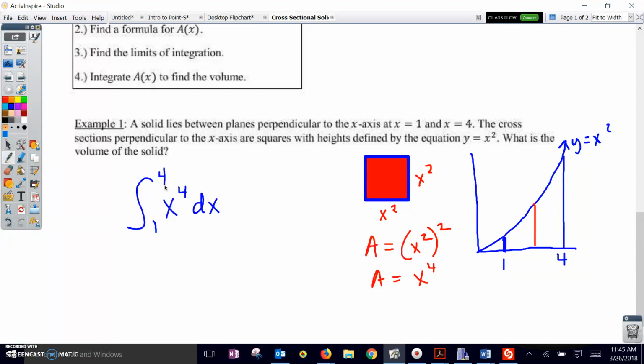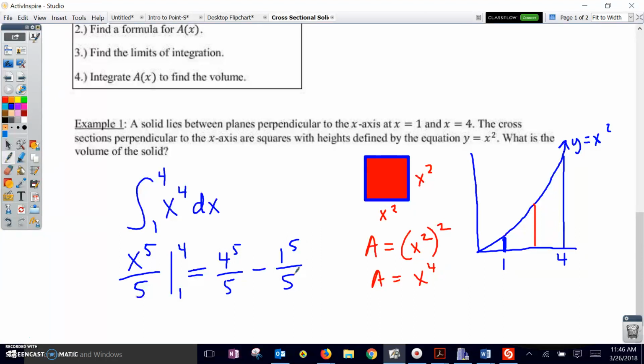And at this point in time, I have two choices. I can either choose to integrate this by hand, or I can use a graphing calculator to integrate numerically. I'm going to go ahead and integrate this one by hand since it's reasonably simple. My antiderivative is x to the 5th over 5, which we're going to evaluate from 1 to 4. And so we've got 4 to the 5th over 5 minus 1 to the 5th over 5.